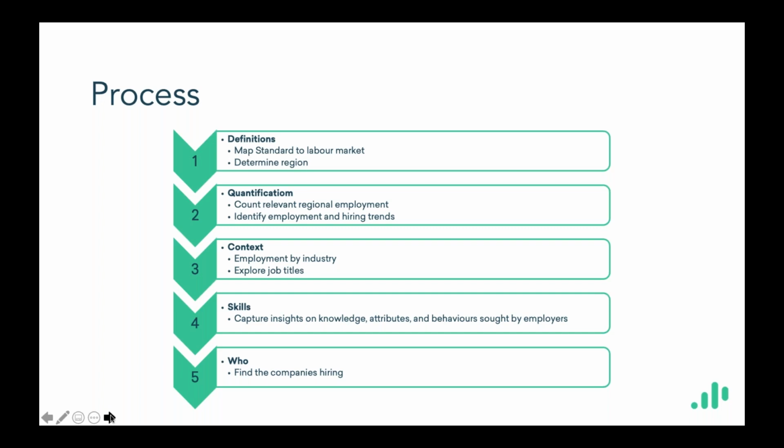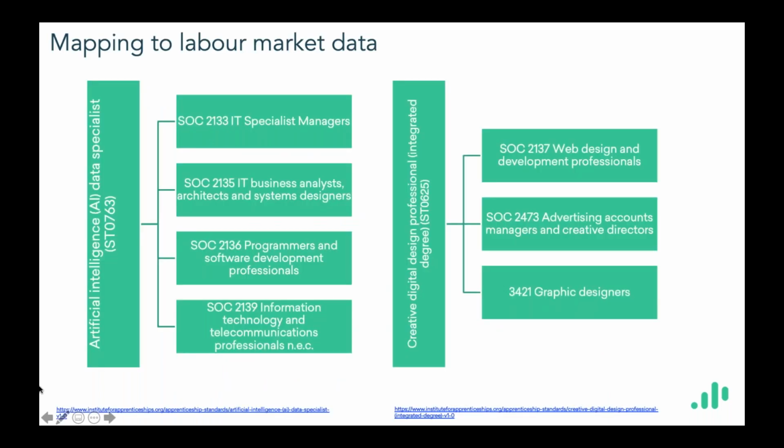So let's move to step one of the process, definitions. So to understand the link between an apprenticeship standard and the labour market, we have to think about how the labour market in a regional economy is described in the data. And the answer to that is by using the standard occupational classifications, or SOCs, or SOC codes. The most granular of those being the 4-digit SOCs, as used by the Office for National Statistics, the ONS.